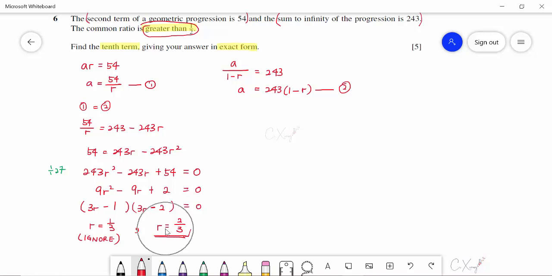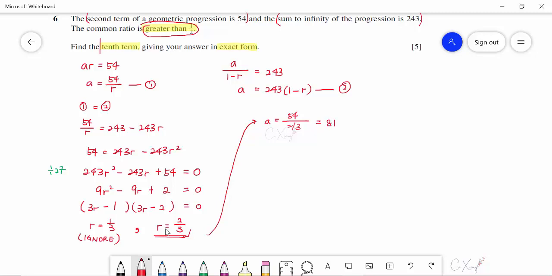Alright, so once you have the R, you can continue to get the value for A. So A will be equal to 54 over 2 over 3. Right, so you can get a value for A. If you didn't make any careless mistake, it should be 81.